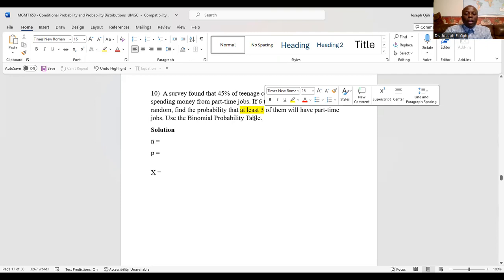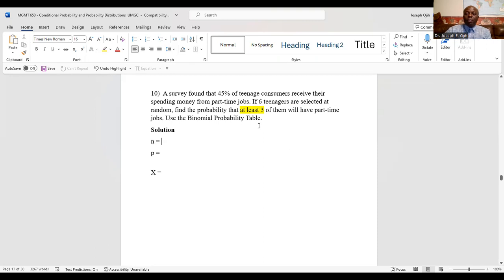Now if you say that 6 are selected, when you say at least 3, it means 3 or more. So how many teenagers were selected? It says 6 of them, so N is 6. P is 45%, which is 0.45. And X: it says find the probability that at least 3, so X means 3, 4, 5, and 6. Now, if it says at most 3, then you start from 0, 1, 2, 3. So we're looking for the probability of at least 3.